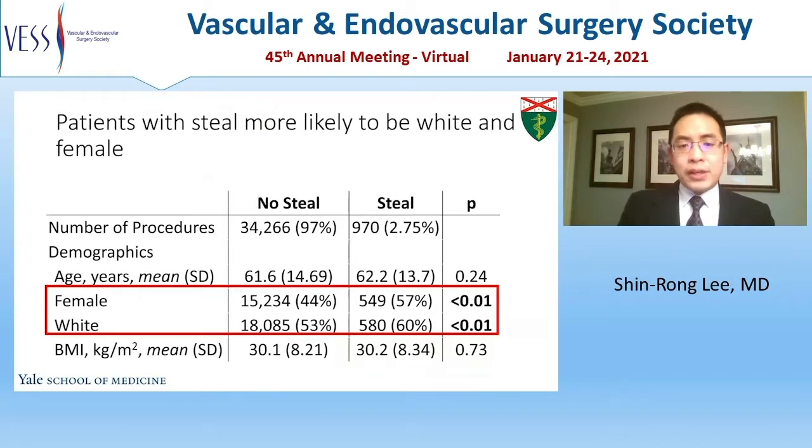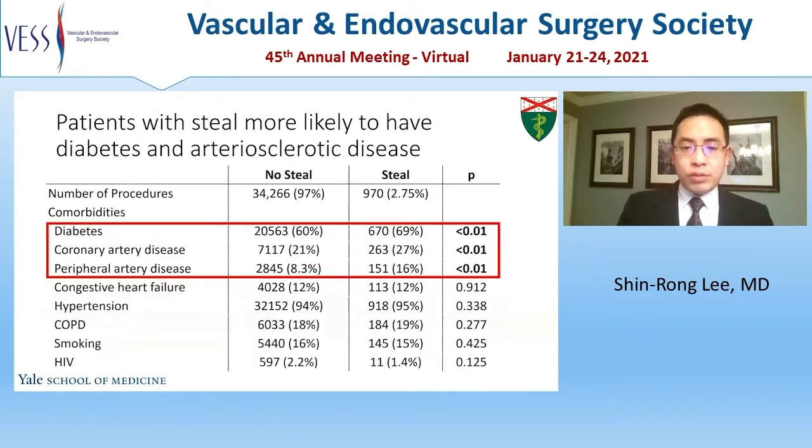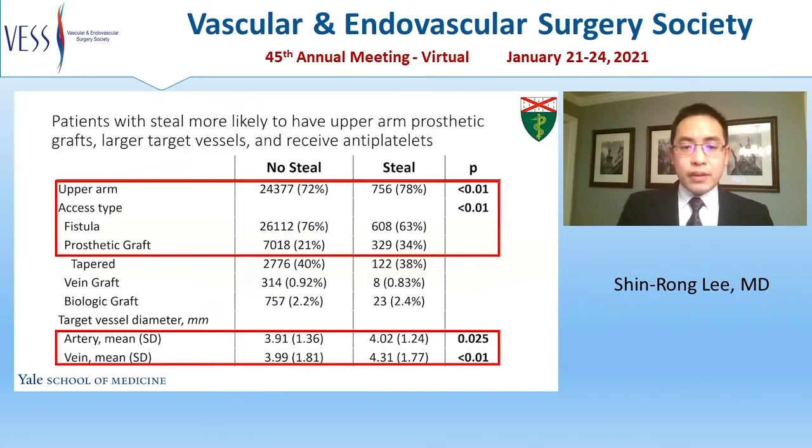We stratified patient characteristics by the development of steal requiring intervention, and we find that patients with steal were more likely to be white, to be female, to have diabetes and arterial atherosclerotic disease. And they were also more likely to have had upper arm procedures, used prosthetic grafts over fistulas, and had larger target artery and vein diameters at the time of surgery.